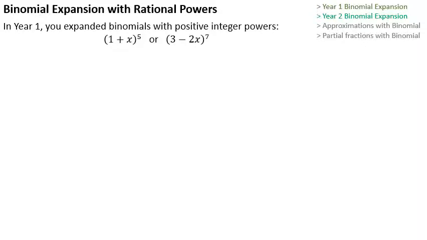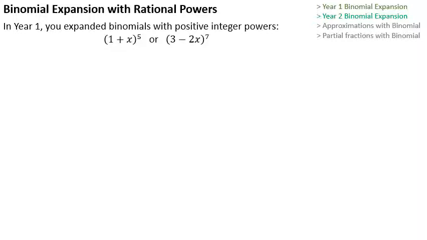In year one, we looked at binomial expansion when you have a positive whole number as the power. So 1 plus x to the power 5, for example, or 3 minus 2x to the power 7. Effectively, our binomial expansion formula was an efficient way to save time when we're multiplying out a bunch of brackets.